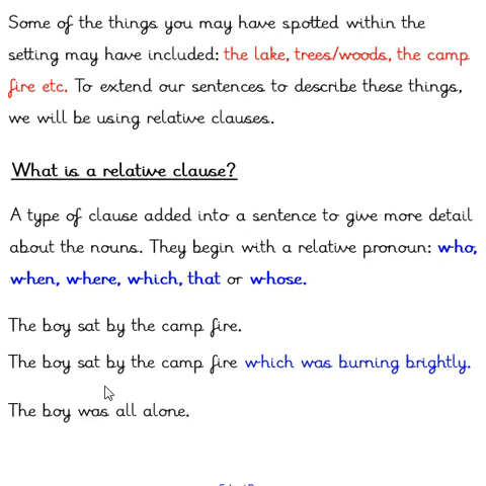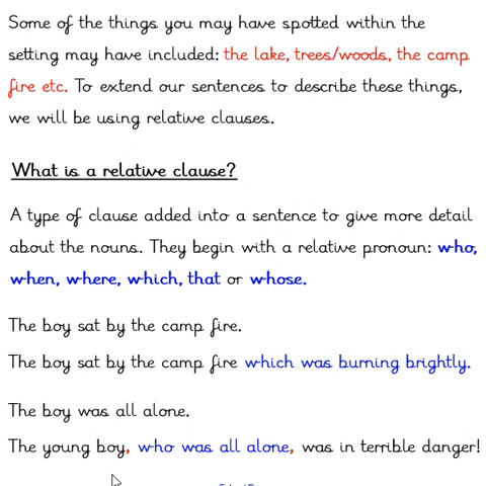Let's take a look at another example. The boy was all alone. The young boy, who was all alone, was in terrible danger. Here, the relative clause is in the middle of the sentence. When a relative clause is used in the middle of a sentence, commas should go around the relative clause.